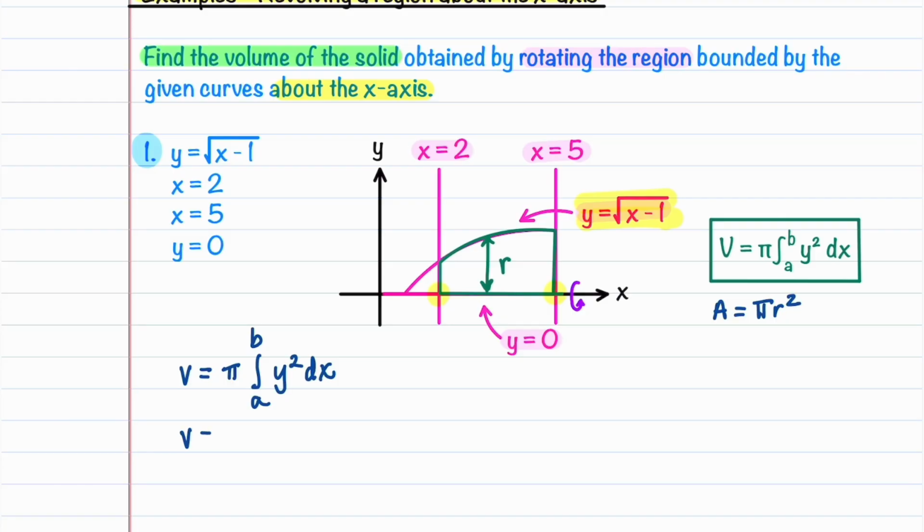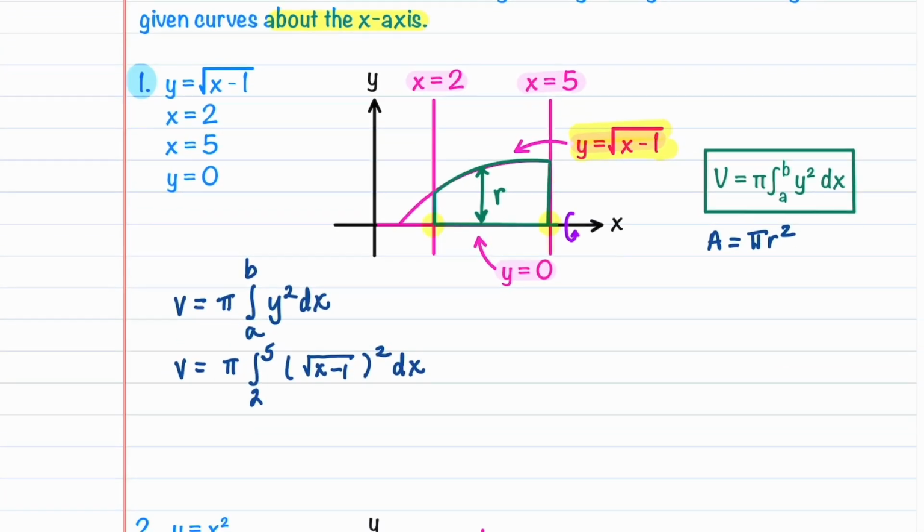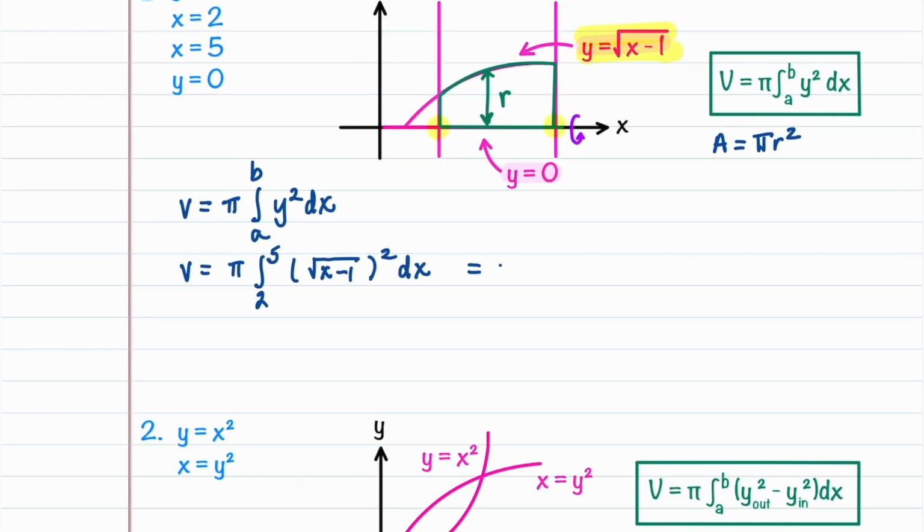Our volume is going to be pi times the integral from 2 to 5 of y, which is the square root of x minus 1, squared, times dx. This is equal to pi times the integral from 2 to 5 of x minus 1 dx. This is equal to pi times the integral of x, which is x squared over 2, minus the integral of 1, which is x, and we're going to evaluate this from 2 to 5.